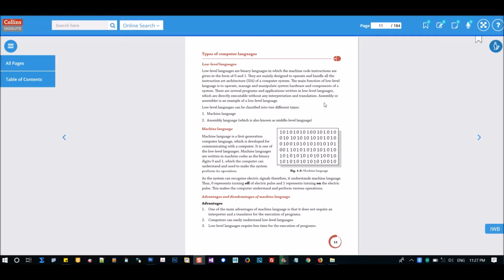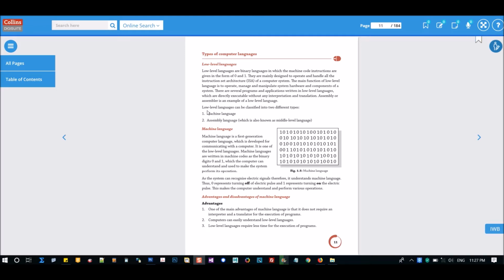Okay, so here in low-level language we just use this 0 and 1. Okay, so this 0 and 1, you see the combination of this 0 and 1, by combining these two they have formed the low-level language. So in low-level language it can be directly executed without any translation or interpreter. Okay, so one of the advantages is that it can be directly executed without the use of an interpreter or translation.